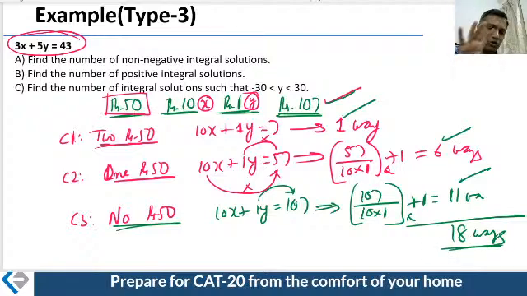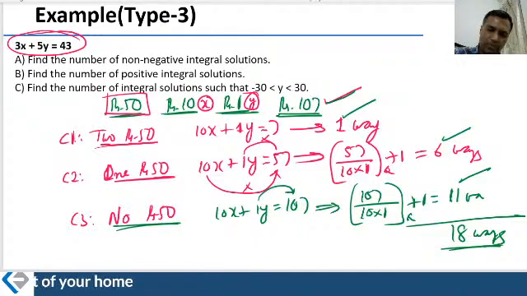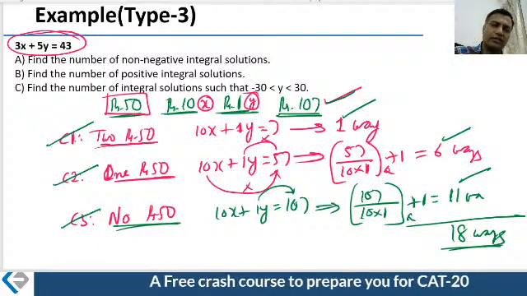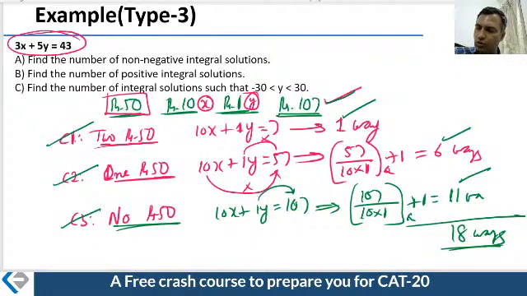Simple question, beautiful. What I'm trying to say is, you may suddenly come into a situation of 3 variables. Don't panic, make the cases. They will give only a few cases, 3 or 4 kinds of cases. That's one way of tackling this particular question.